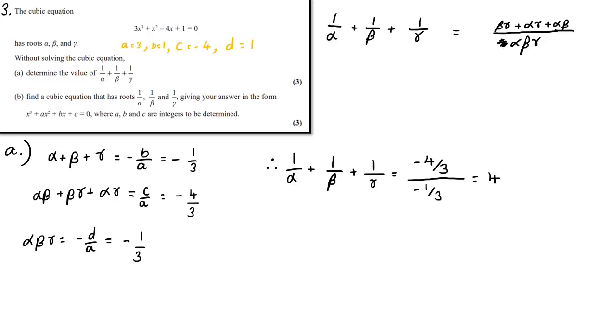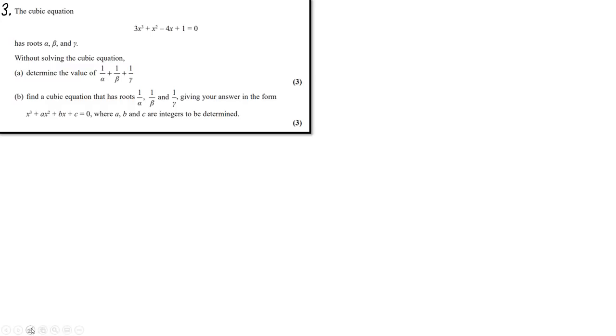Now for part B, we're asked to find a cubic equation that has roots 1 over alpha, 1 over beta, and 1 over gamma, giving your answer in the form x cubed plus ax squared plus bx plus c equals 0. So we do need what we found here in part A, so make sure you've got a note of this if you haven't already. What I'll do is I'll clear the screen now just so we've got enough room for part B. So let's have a look at part B then. So for part B, we're using the roots 1 over alpha, 1 over beta, and 1 over gamma.